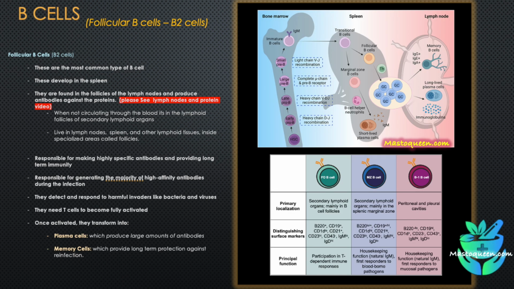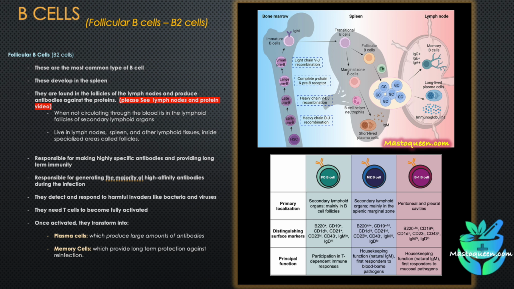Follicular B cells, or B2 cells. These are the most common types of B cell. They develop in the spleen, and they are found in the follicles of the lymph nodes and produce antibodies against proteins. When not circulating through the blood, they are in the lymphoid follicles of secondary lymphoid organs, such as the spleen. They live in lymph nodes, spleen, and other lymphoid tissues inside specialized areas called follicles.